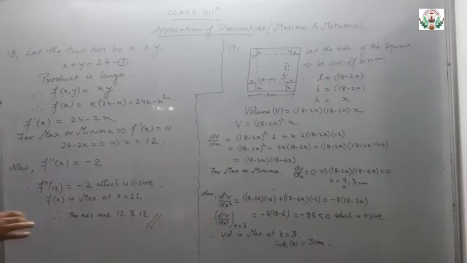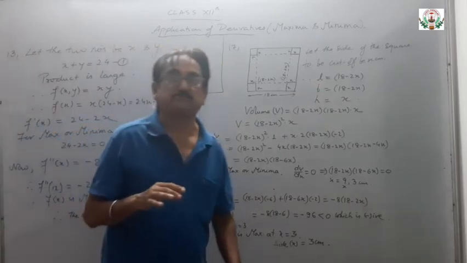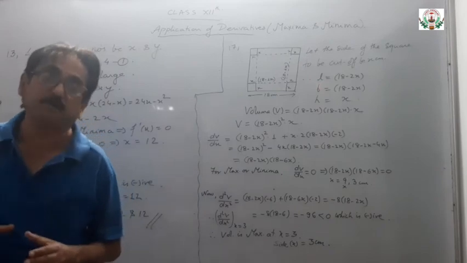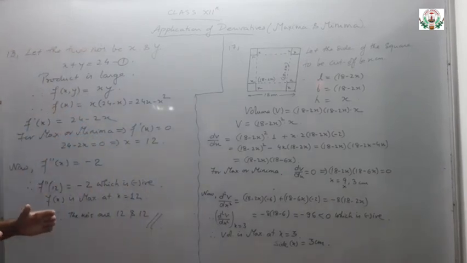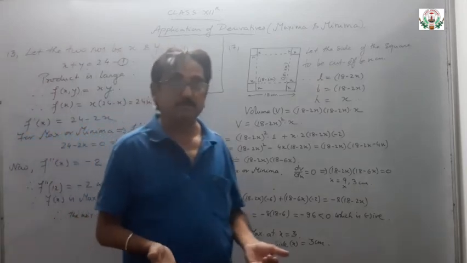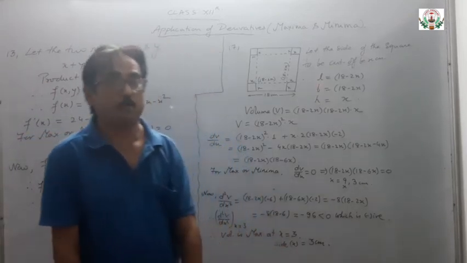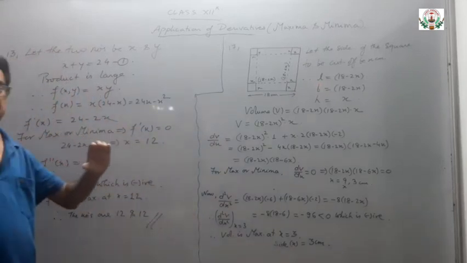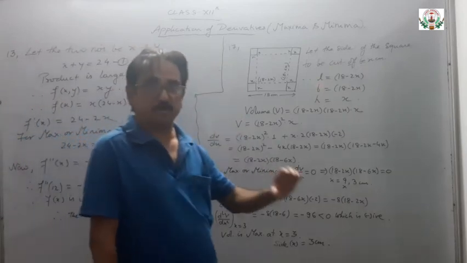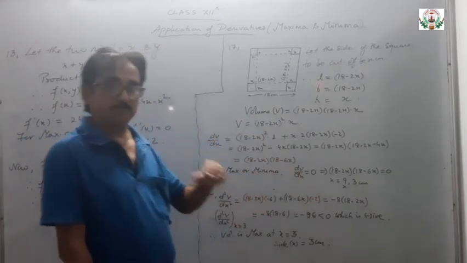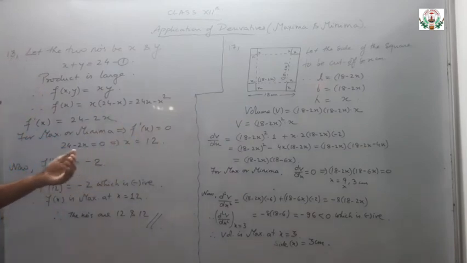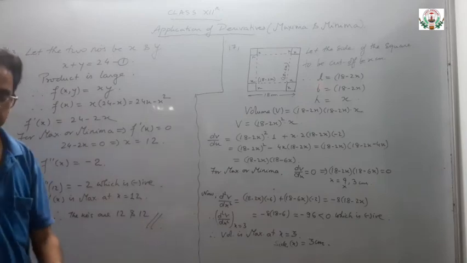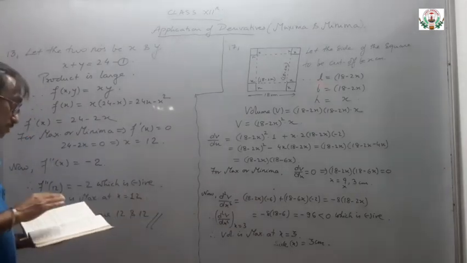Now listen carefully. Till now we have solved the maxima minima problems in which the functions are already defined. Now we come to the word problems. In the first word problem we have to read the condition, go through the questions carefully, and then form a function, and after getting the function we have to proceed in the same manner.